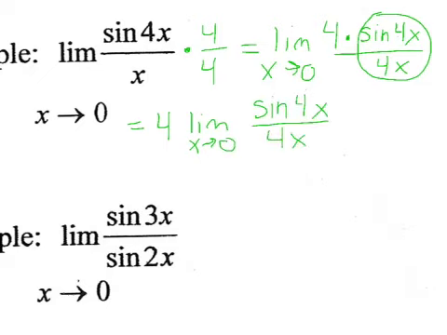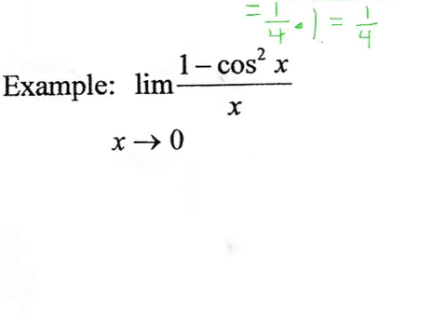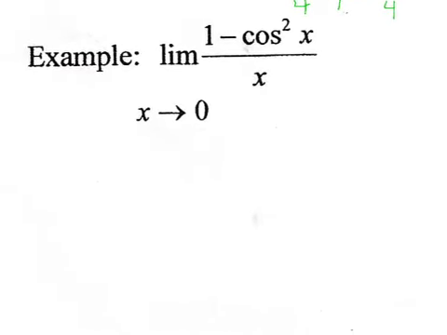And now we can say that this portion equals 1. So we have 4 times 1, which equals 4. Moving on down to our next example, we have the limit as x approaches 0 of 1 minus cosine squared x over x. Now this looks very similar to our theorem, but it's not exactly it. So we can't just say that this thing equals 0.